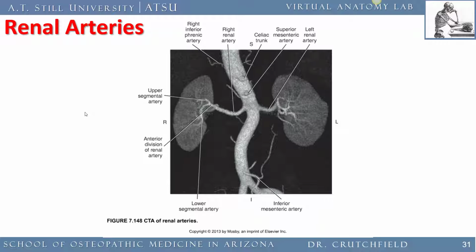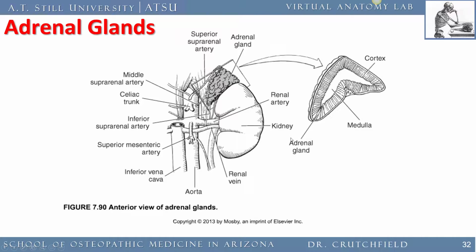Here's an MRI. This is actually an MRA angiogram of the kidneys and the arterial system. So here, of course, we have the celiac trunk, the superior mesenteric artery, inferior mesenteric artery. Again, those are the three unpaired branches off the abdominal aorta. Paired branch, renal arteries. This is the left renal artery, right renal artery. And then it branches out into a segmental artery and a lower segmental artery.